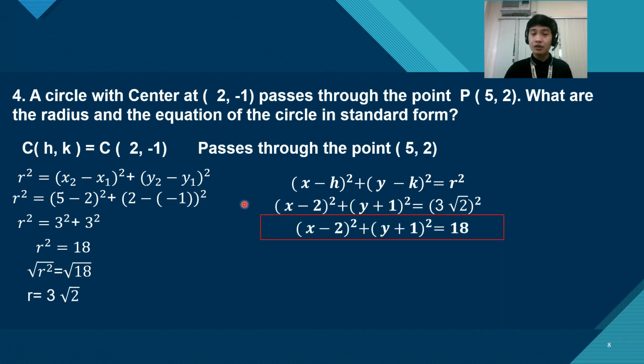Pag sinimplify mo ito, square of x minus 2 plus square of y plus 1 is equal to 3 square, that's 9. Ang square ng square root of 2, that is square root of 4, magiging 2 yon. So, 9 times 2, 18. Kaya, ang standard form of the circle in example number 4 now is the square of x minus 2 plus the square of y plus 1 equals 18. So, that is our example number 4.